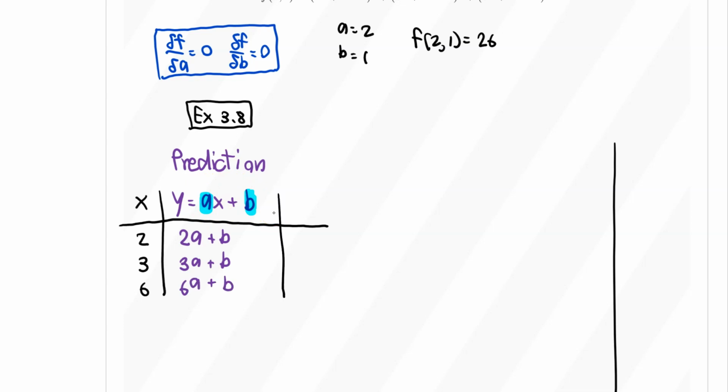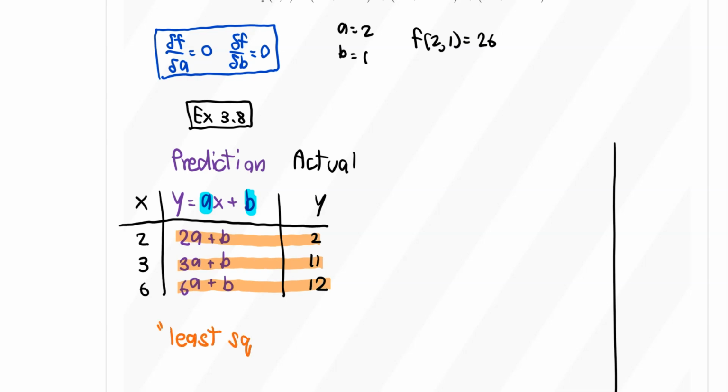However, we also know the actual value of y. The problem said that the actual values of y are 2, 11, and 12. So if I want my prediction to be correct, I would like the difference between my prediction and the actual value of y to be as small as possible. You probably have heard of the term least squares. So that's what we're going to be doing here. I would like my prediction to be close to the actual value, so I would like the difference to be small.